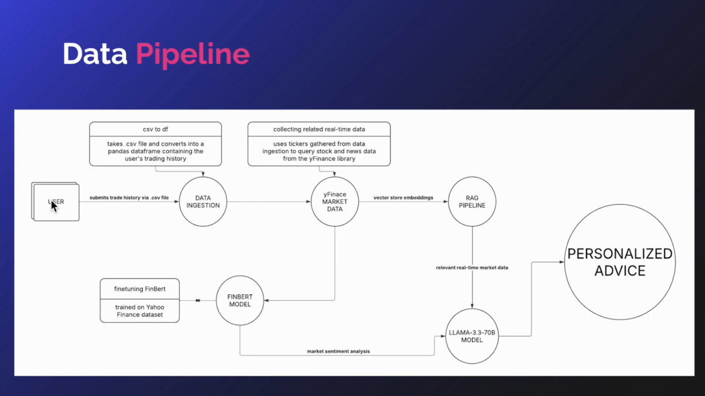Now, going over the data pipeline, we start with the user dropping their CSV trade history into Gappy. This then gets sent to a data ingestion function that converts it into a pandas data frame, which is then used to query data from Python's yfinance library based on the user's portfolio. From that, we gather the bulk of our training data through its access to both quantitative stock data as well as news data. The data is then sent to their respective models, with the stock data being stored as vector embeddings inside our RAG pipeline, and the news data being fed into a fine-tuned FinBERT model we developed to provide sentiment analysis. Additionally, our methodology computes and retrieves data in real time.